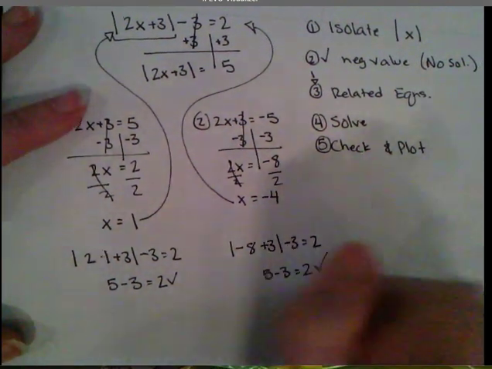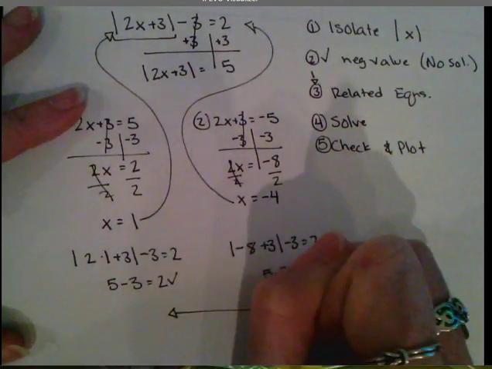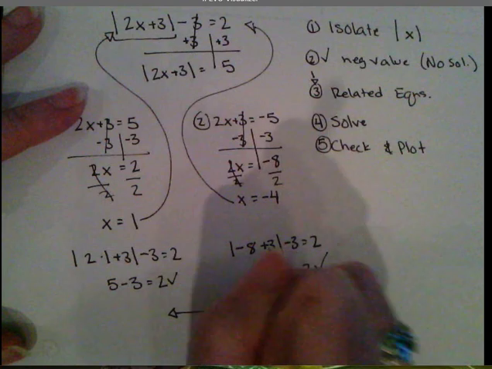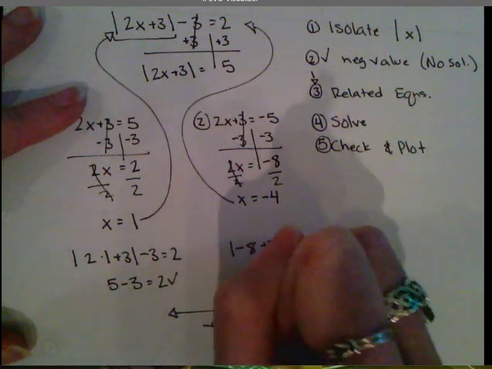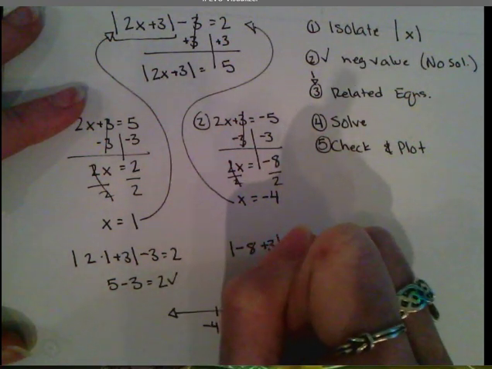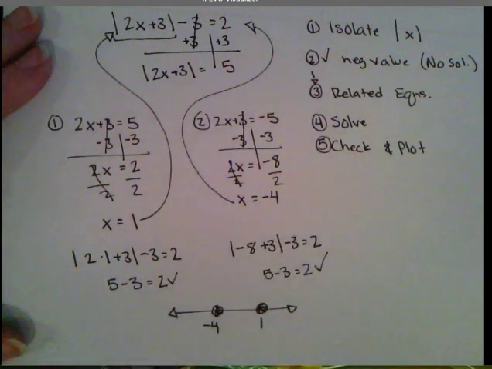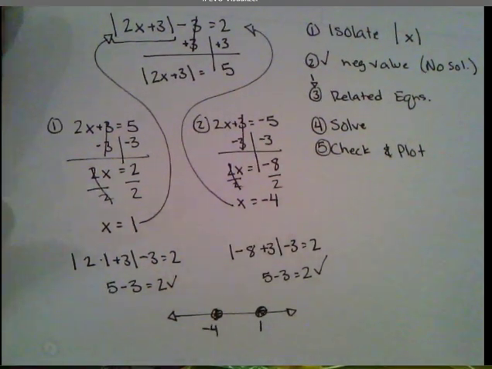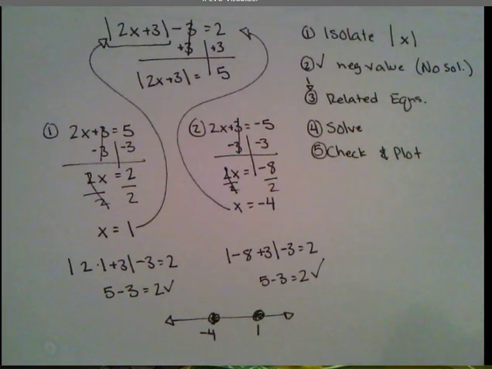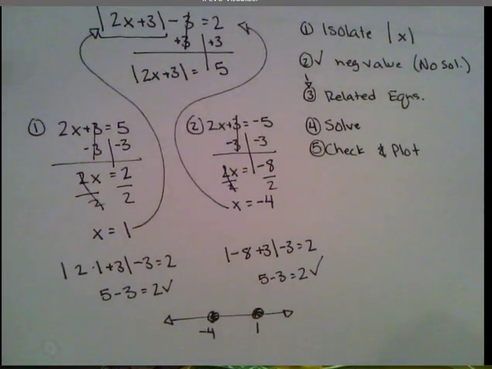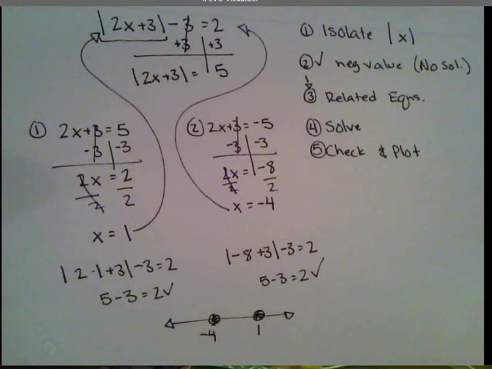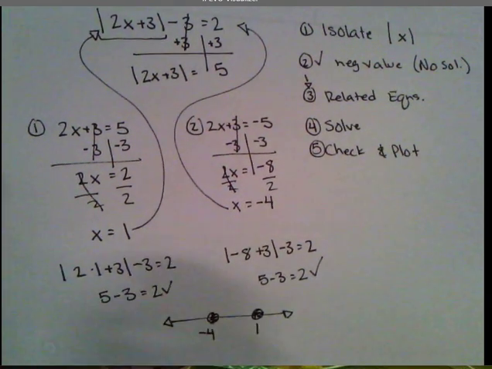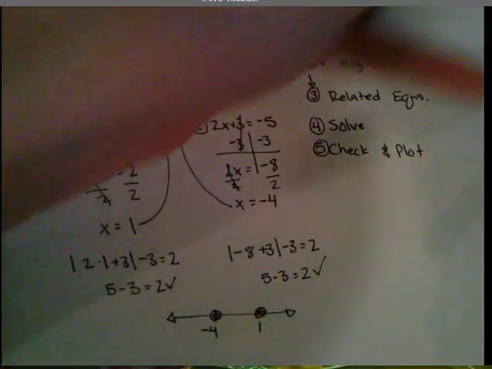So last thing would be plotting these. We will have a negative 4 and 1, and they're just going to be 2 solid points on that number line. Okay, so take a second, get this down if you need, pause if I went a little too fast there, and then we are going to go into some inequalities now.